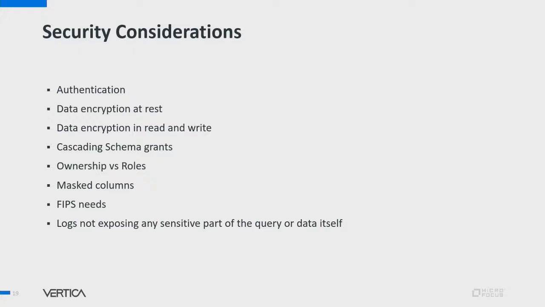Masked columns. Column data like SSN, where you do not want your whole user base to be accessing this sensitive information. Vertica provides you masked columns, and it is very well documented to follow and implement them.